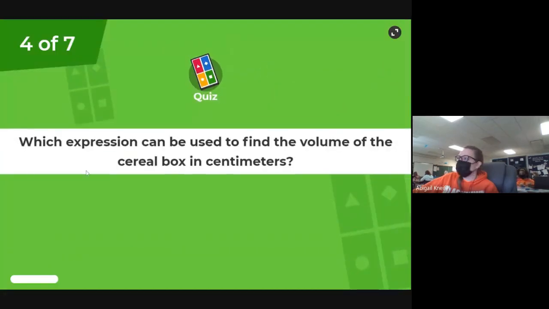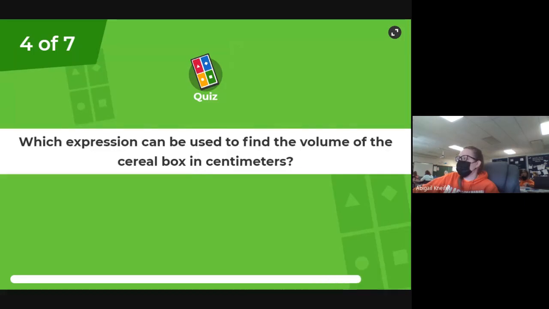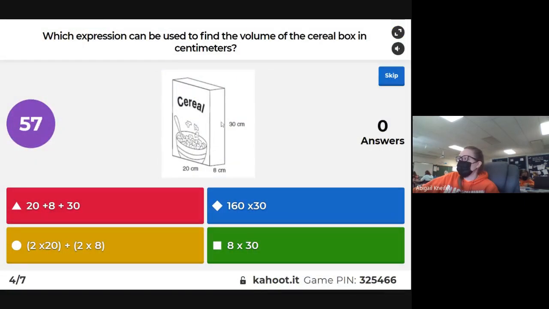4. Which expression can be used to find the volume of a cereal box in centimeters? So we're finding volume. If you were to make the math problem, how would you create the math problem? This is 8 centimeters. This is 30 centimeters. This is 20. So think about the formula. I'm pretty sure it's length times width times height, right? Is that right? So which one of these would help us get there?